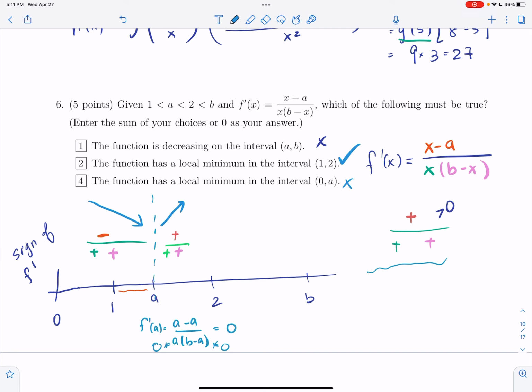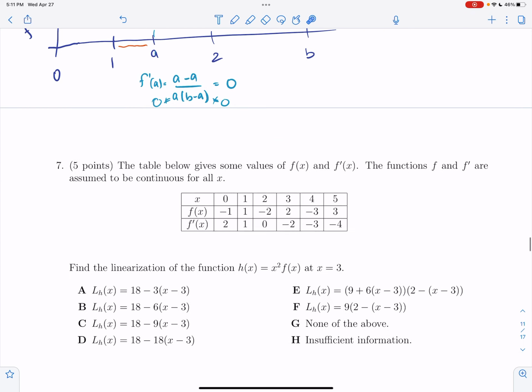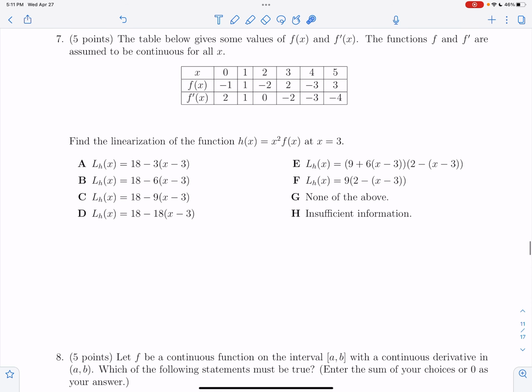In this problem, all you used is you looked at this derivative function and deduced what the signs of the derivatives were and used your knowledge of critical points and the first derivative test. Okay? All right. Let's move on to the next problem.